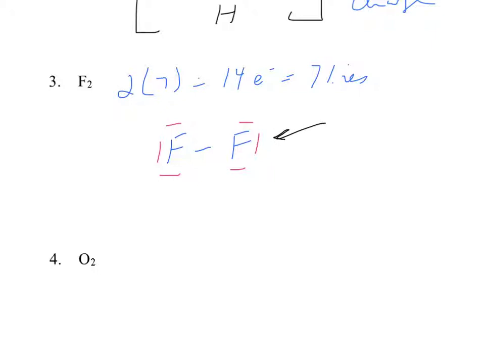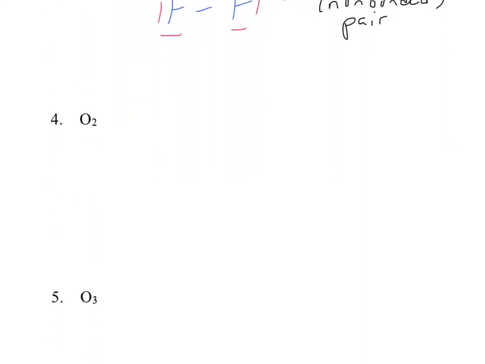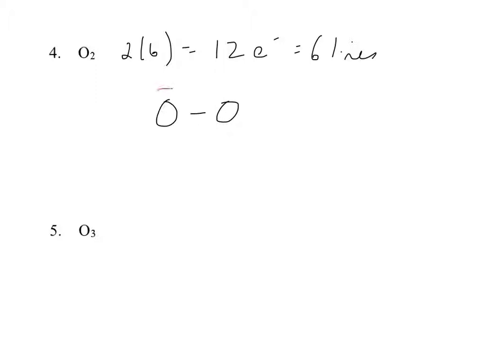These are called unshared or non-bonded pair. On to the next one, O2, 6 electrons per oxygen for a total of 12 electrons, 6 lines. Bond the 2 oxygens, fill in with the remaining electrons, so I've used 1 line, 2, 3, 4, 5, 6.